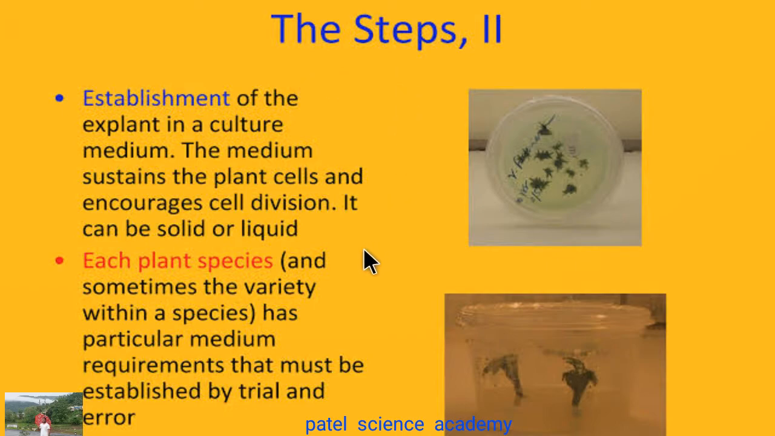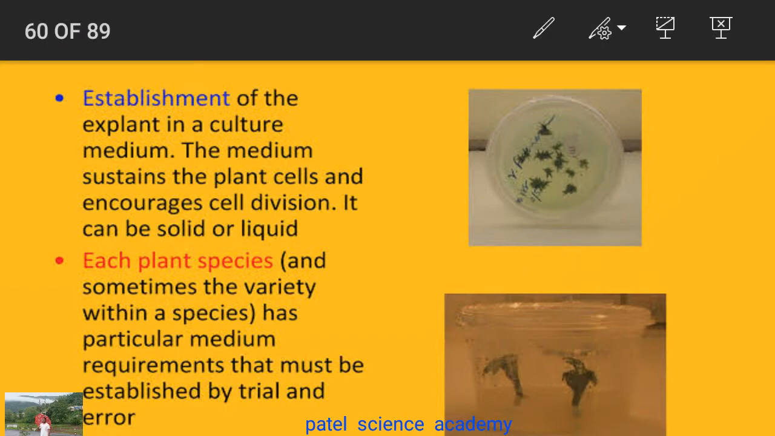Then the second step includes the establishment of the explant in the culture medium. So you have to establish that selected explant into the culture medium. So dear students, you can see here, this is the culture medium, and in the second step, this culture medium has all the nutrients required for the development or growth of this explant to convert into the callus. So you have to establish that nutrient medium. This medium sustains the plant cells and encourages cell division.